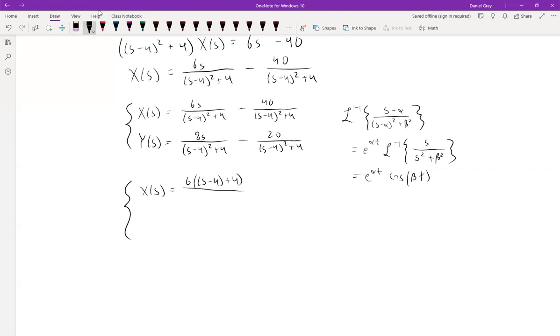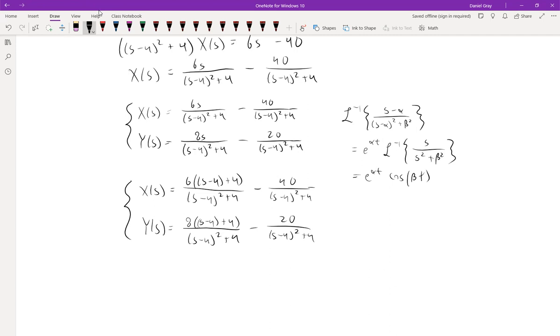Okay, all over (s minus 4) quantity squared plus 4. Over here we still have minus 40 over (s minus 4) squared plus 4. We'll talk about that one in a second. My big Y of s, I'm going to do basically the same thing. So I'm going to say this is 8 times (s minus 4) plus 4, all over (s minus 4) squared plus 4, minus 20 over (s minus 4) squared plus 4.